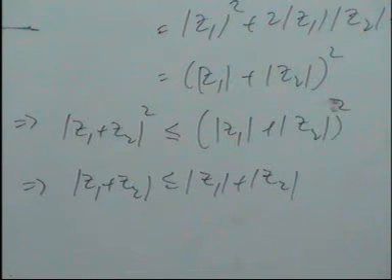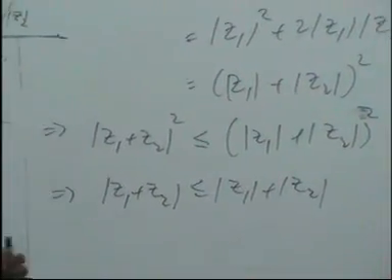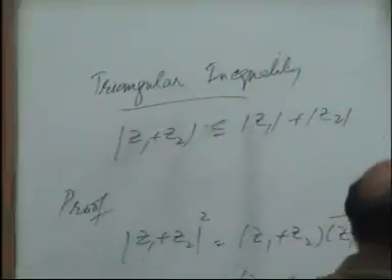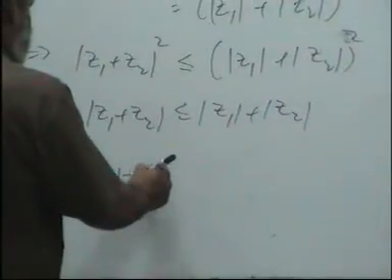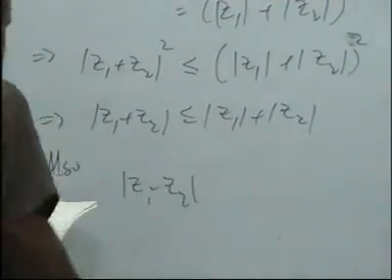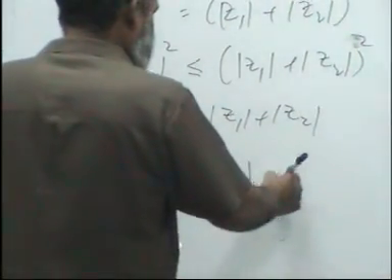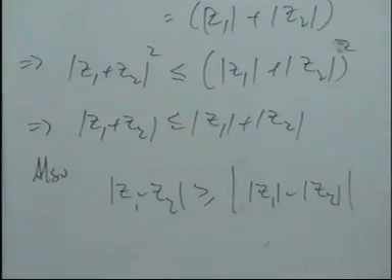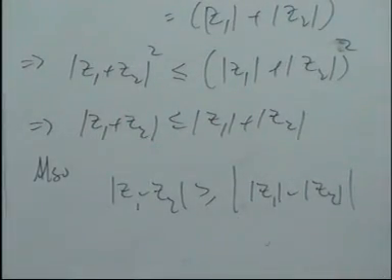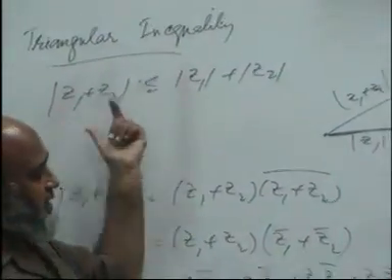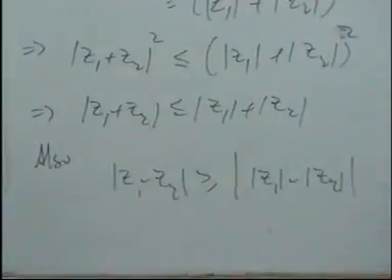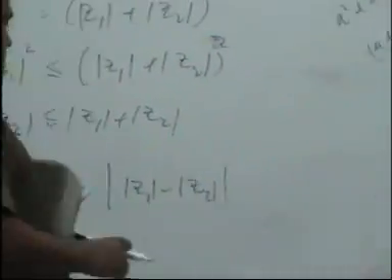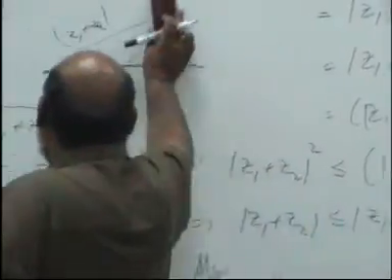This is why it is called the triangular inequality. Another important one is also that z1 minus z2 mod is greater than or equal to this. The addition is less than this, whereas the subtraction is greater than this one. We can prove it easily again.